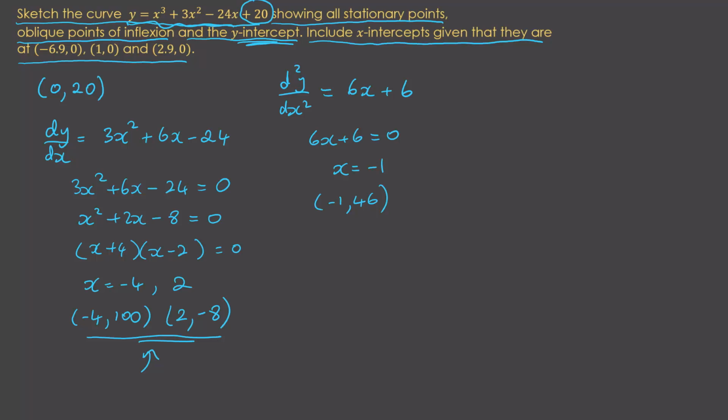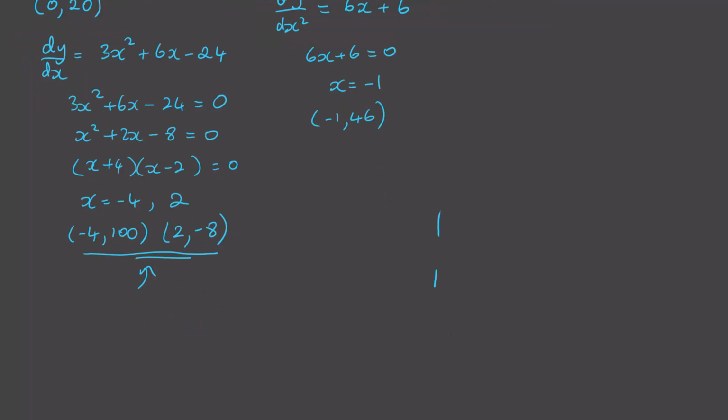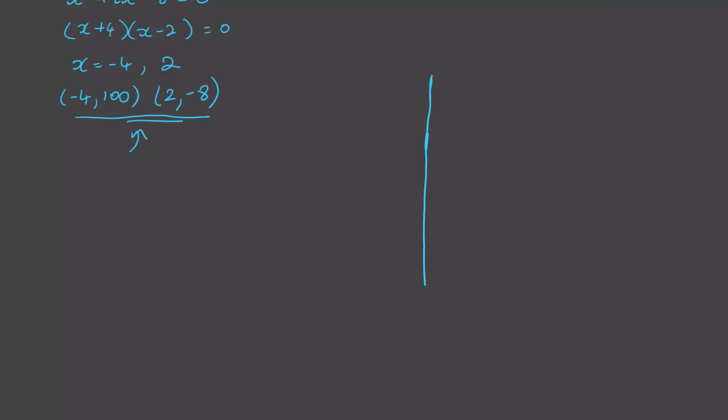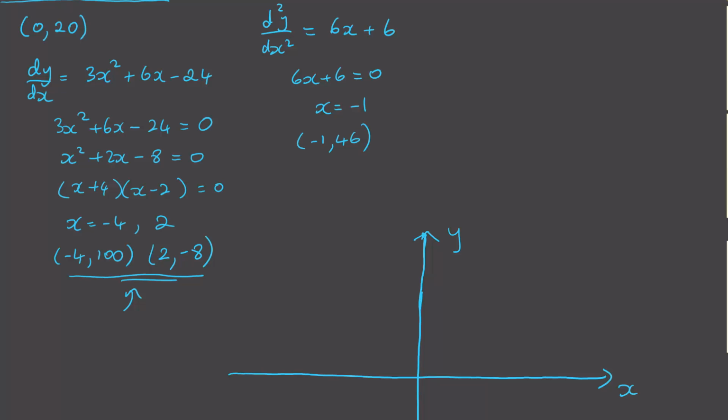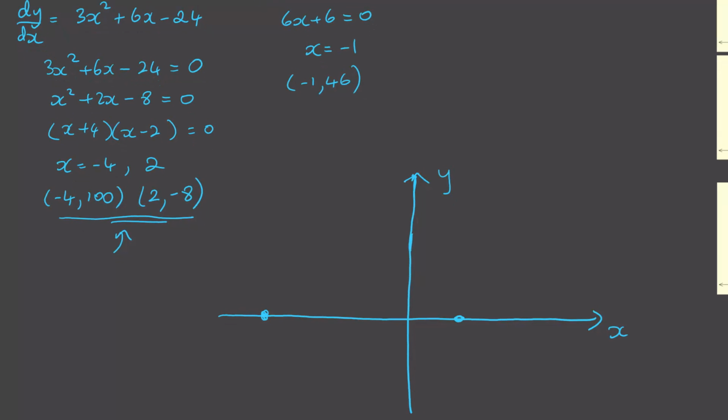Okay, so we want to make this sketch. It's probably not a great place to start it, just there. Let's actually go below here. We were told the x-intercepts were at negative 6.9, 1, and 2.9.